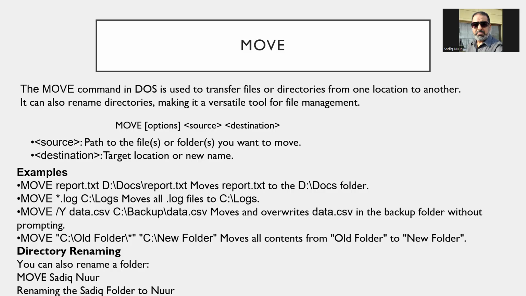So the example here, I have a couple of examples. Move report.txt into a folder in my D drive. So it's gonna move the report.txt to the D, the D is the drive, the current drive. So I want to move to my destination. The destination is the D drive and the DOC folder. So under the doc folder, I want to move the report.txt.